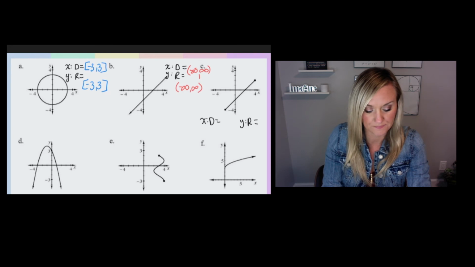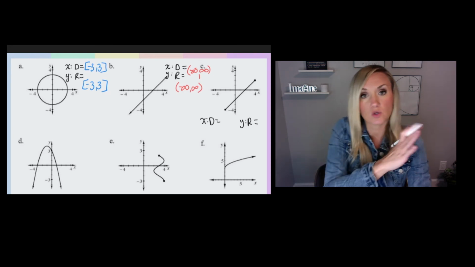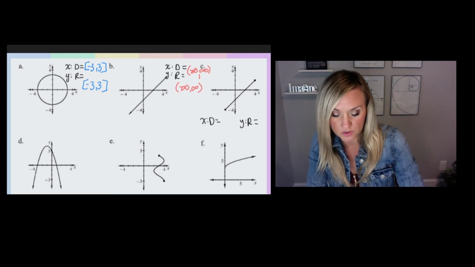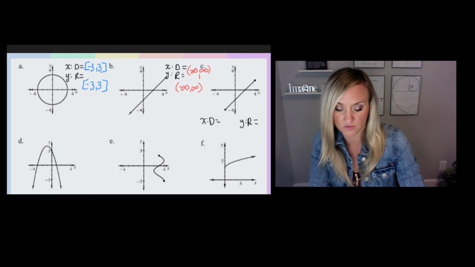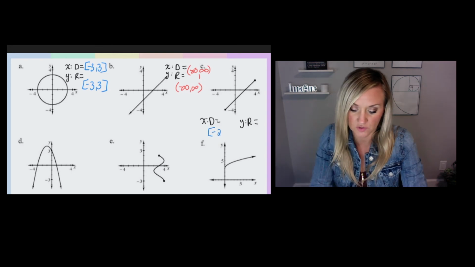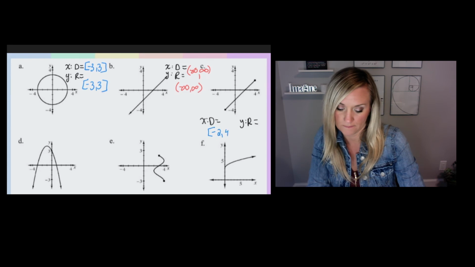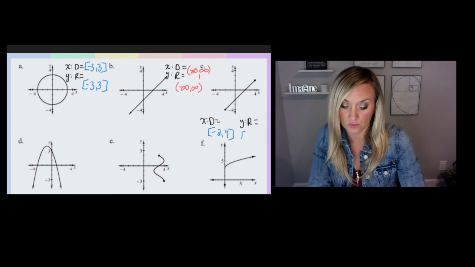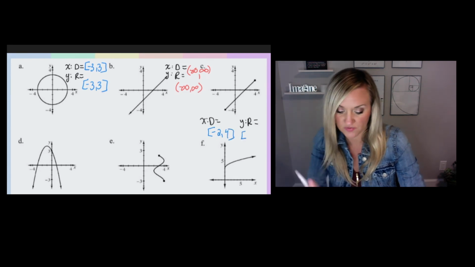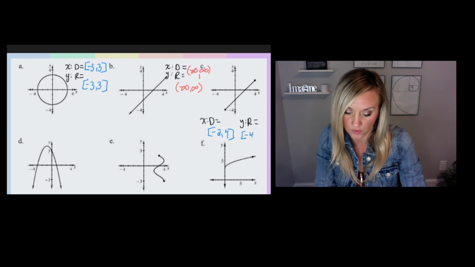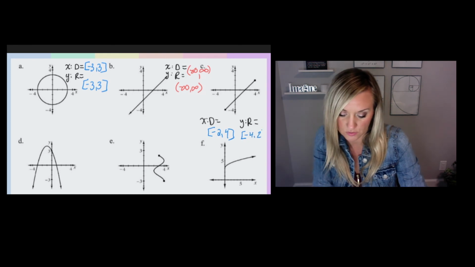So let's do it. Okay, so domain is all the possible x values. It looks like it's from -2 to 4. And the range, the lowest value is -4 to +2, hard bracket.